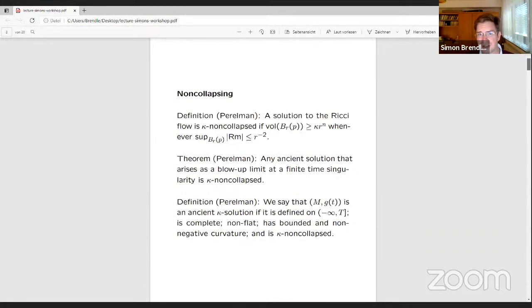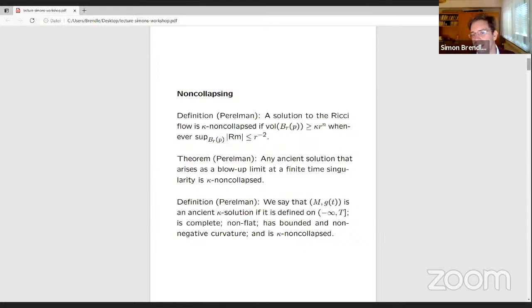Now, in the Ricci flow, typically, you want to throw in an extra condition. This is based on a famous result by Perelman, which says that any limit of rescalings of the Ricci flow at a singularity must be non-collapsed.